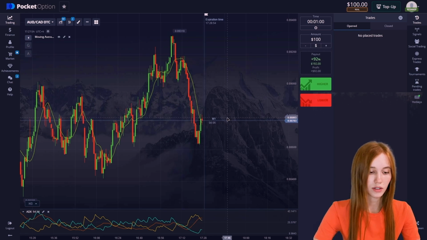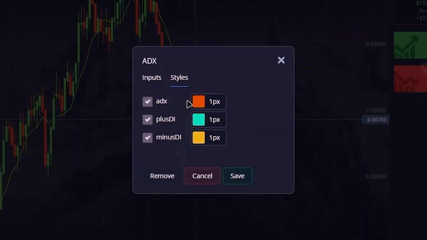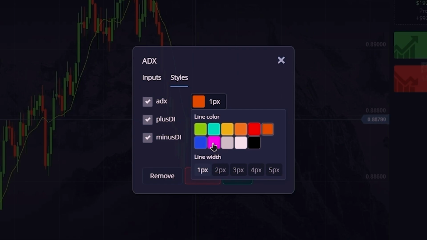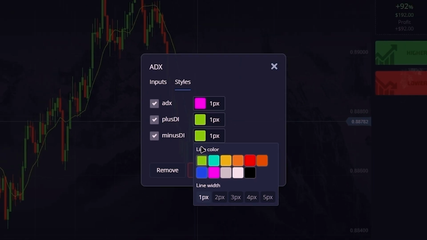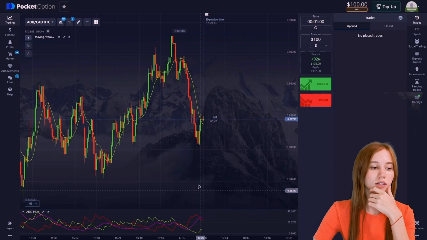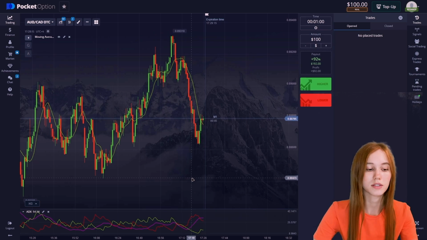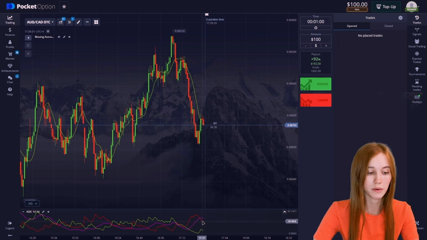Let's change the ADX setup a bit. Let's make the line purple. Let's make plus DI green, minus DI red. This way it will be more beautiful and clear. Let me tell you about it. The ADX indicator shows the average distance between two components, plus DI and minus DI, that's between the green and red lines, for a certain period of time.